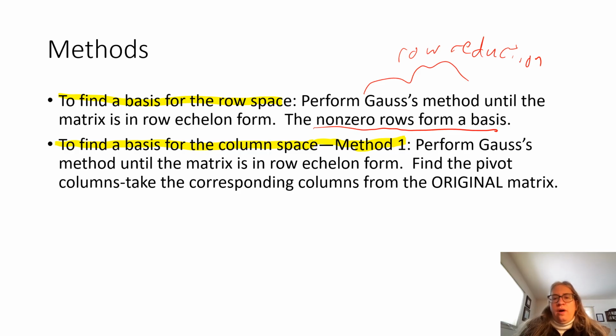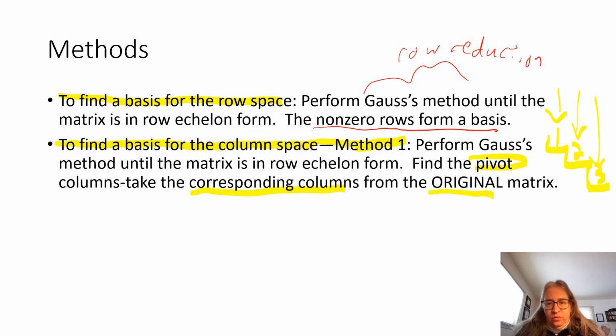And then you're going to look for the pivot columns, the columns that start with a number that's not zero. When you have your echelon form, the places where you have your ones or your twos, whatever your leading entries are, those are your pivot columns. So you find your pivot columns, and then don't take anything out of the reduced matrix. Go back to the corresponding columns of the original matrix, and those are your basis.